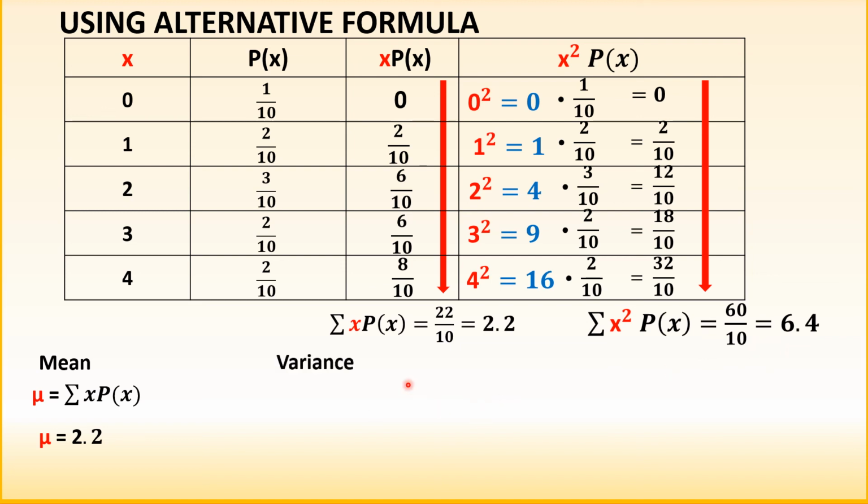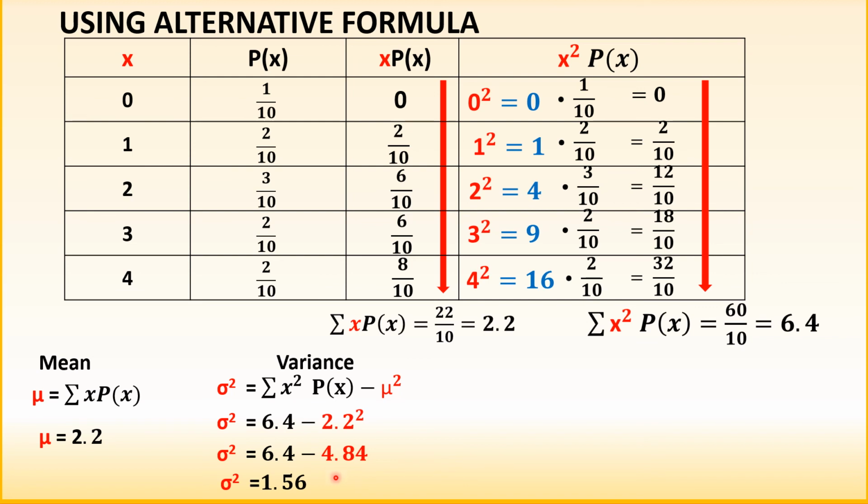So, let us solve now for the variance. So, variance is equal to, so, substitution lang tayo. So, since we have here the summation of x squared and probability of outcome x, that is 6.4. And then we have here the mean, which is 2.2. So, i-squared lang natin yung mean. So, we will have now 6.4 minus 2.2 squared. Then, 2.2 squared is 4.84. Subtract na natin yung dalawa. Therefore, ang variance natin ay 1.56.